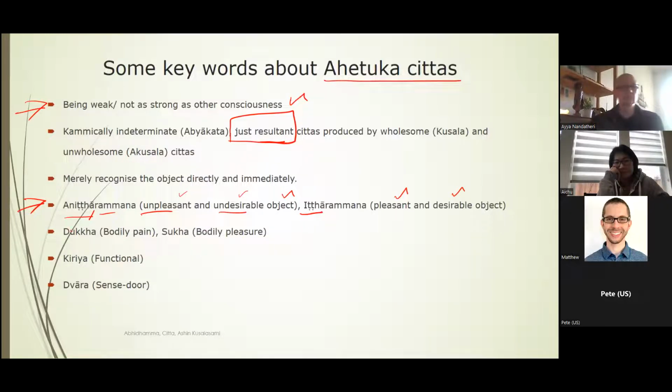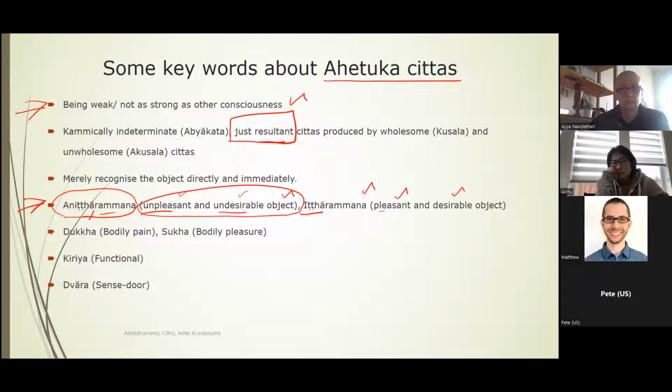So according to the Abhidhamma, when you see an Anattaramana, an unpleasant and undesirable object, you don't need to blame other people. It is just the result of what you did in the past. This is the result of unwholesome akusala cetanas. And when we have a pleasant and desirable object in our life, it is just because of what you did in the past, because of pleasant, beautiful cetanas. So this is just result like that. Ettaramana and Anattaramana, in Pali, unpleasant and undesirable objects, are connected with the 18 Cittas. You will know more about that.